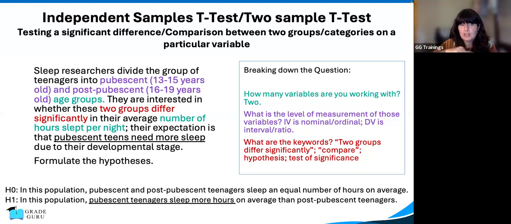H1 in this case needs to be: in this population, pubescent teenagers sleep more hours on average than post-pubescent teenagers. You only make it directional like this if the instruction is given in the text. If they don't give any instruction regarding directionality, make it non-directional and move on. So we looked at variables, levels of measurement, and then the keywords are differ significantly or compare. Does this make sense? Yeah, cool.